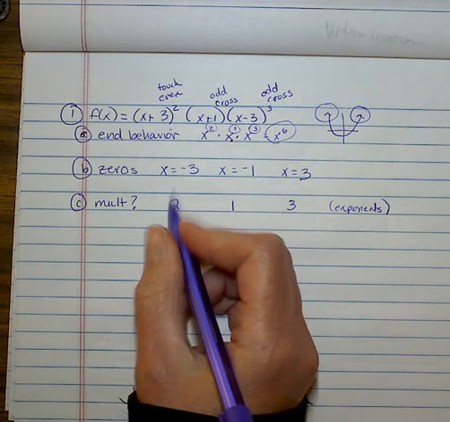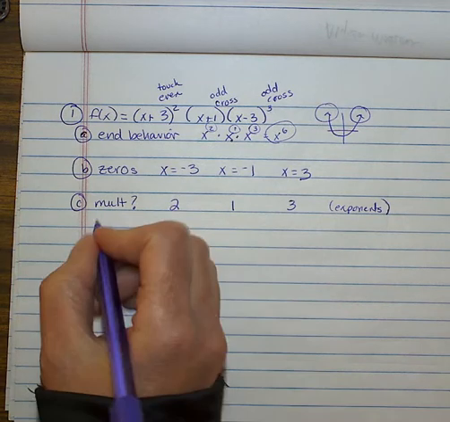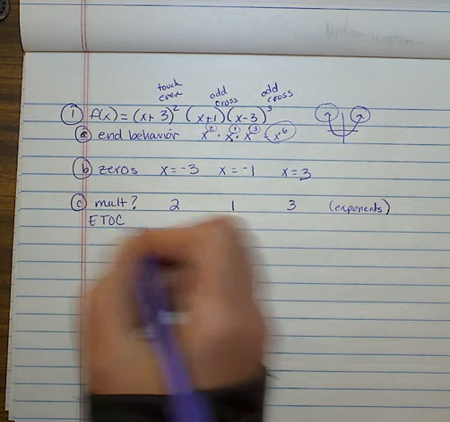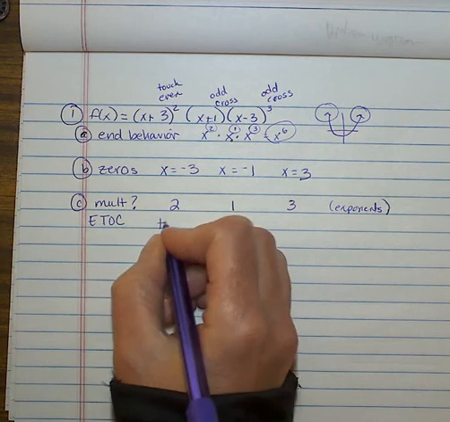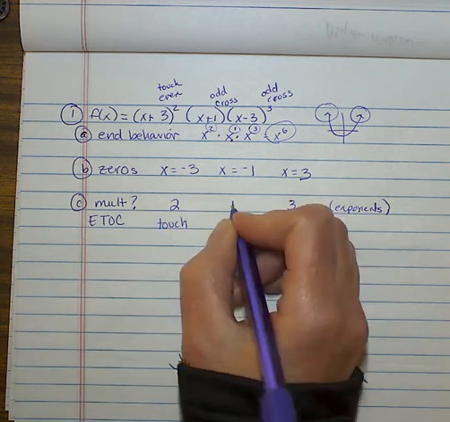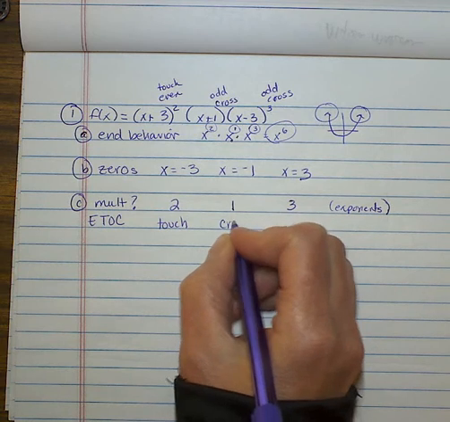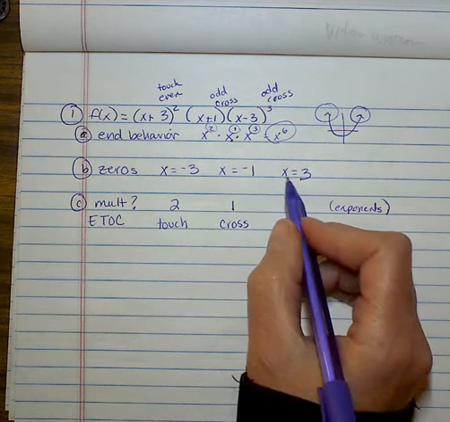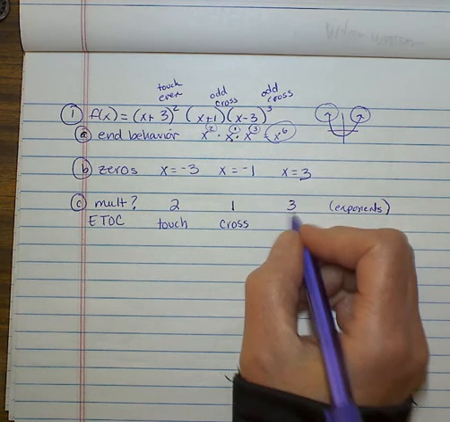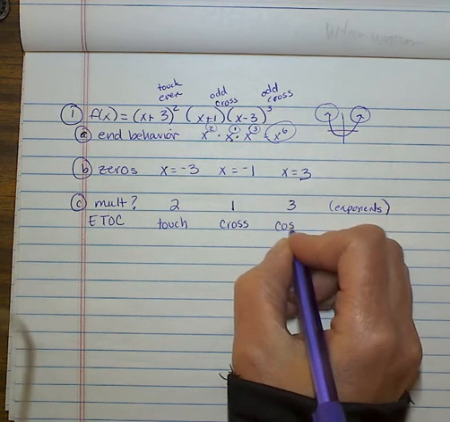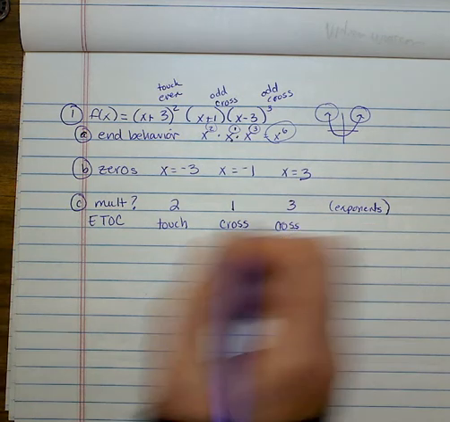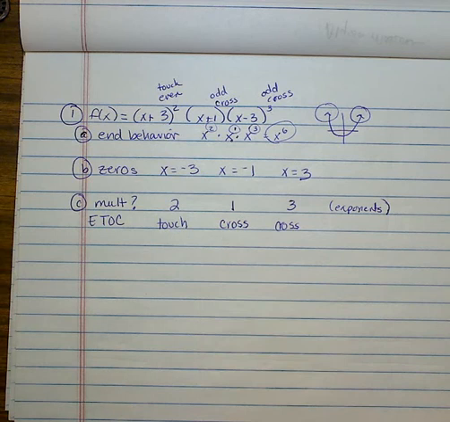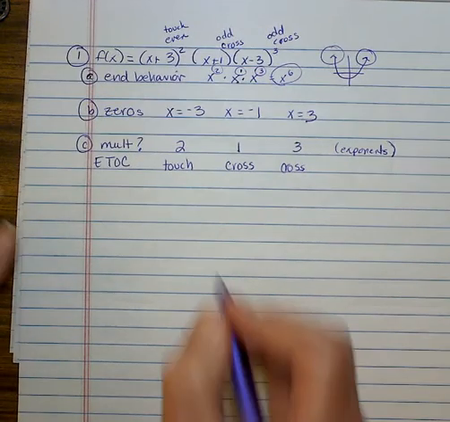If you have an even multiplicity, here's what I want you to write on your paper, ETOC. Even multiplicity will touch the x-axis. Odd will cross. So when we're approaching and we're sketching our graph, we will actually cross the x-axis at these 2 points, C-R-O-S-S, and we will touch and bounce back when you have an even multiplicity at negative 3. Okay, so let's try to graph it.